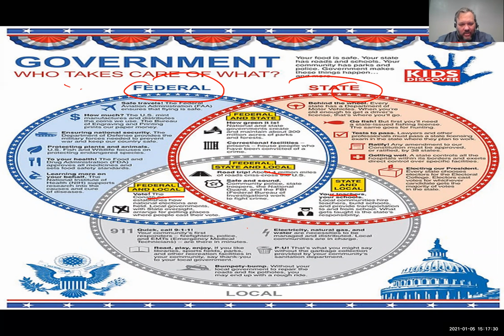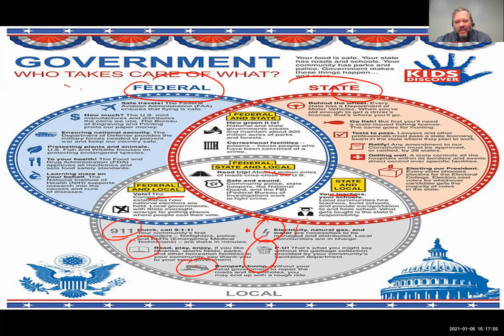So if we just look at the local, there'd be this gray area. So like 911, libraries, sports fields, parks, stuff like that, any kind of road projects. Some road projects, depends on the road, some are federal, some are state, but garbage pickup, electric, water, natural gas. And so there's some things that just the local governments do, all right?